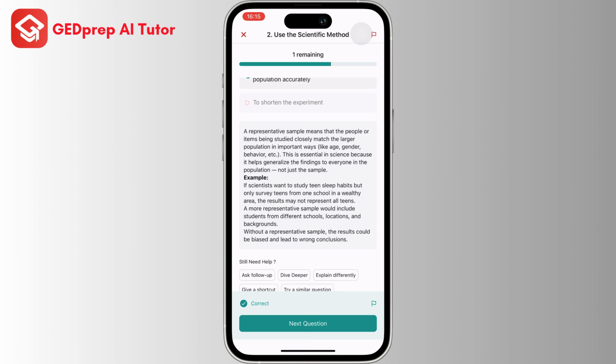Explanation. A representative sample means the people or items being studied closely match the larger population in important ways, such as age, gender, background, or behavior. This allows scientists to generalize their findings to the entire population, not just to the small group studied. Example. If researchers study teen sleep habits but only survey teens from one wealthy school, the results may not represent all teens. A representative sample would include students from different schools, regions, and socioeconomic backgrounds. Without a representative sample, results can be biased and may lead to incorrect conclusions.